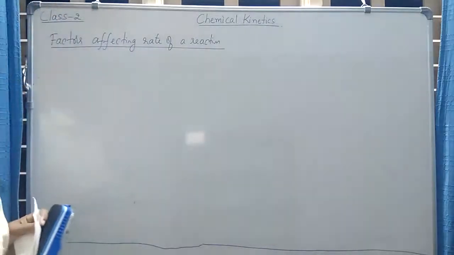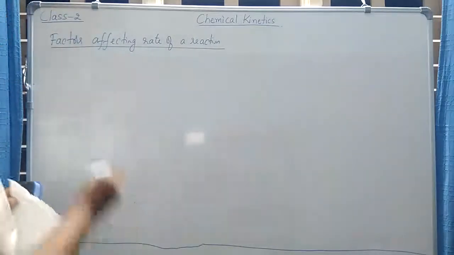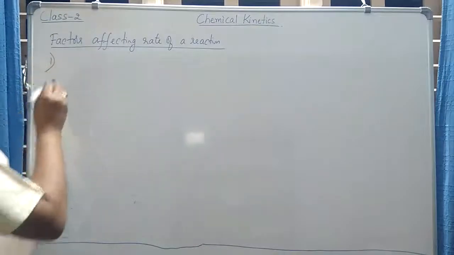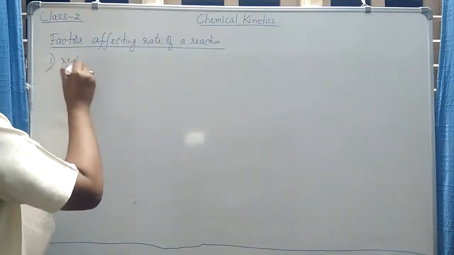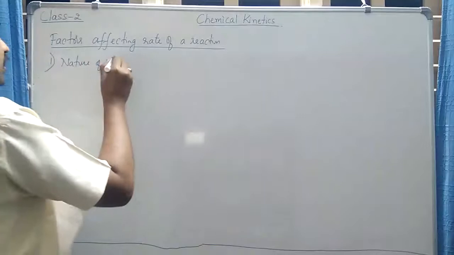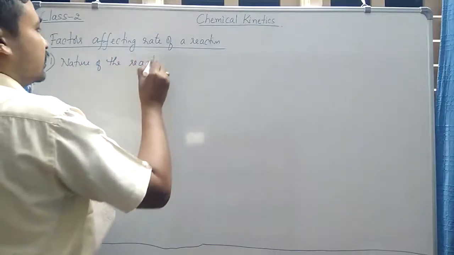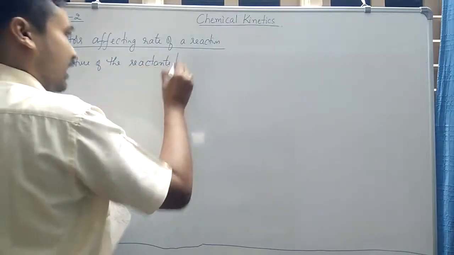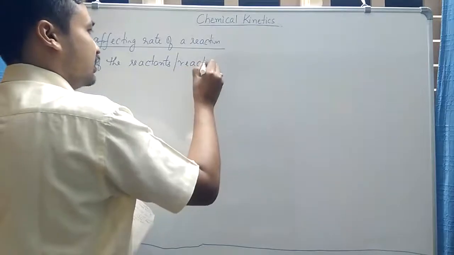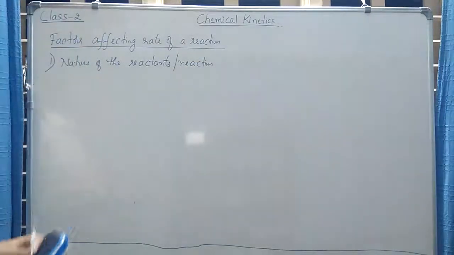So what are the different factors affecting the rate of the reaction? The first factor that affects the rate of the reaction is the nature of the reactants and nature of the reaction itself.